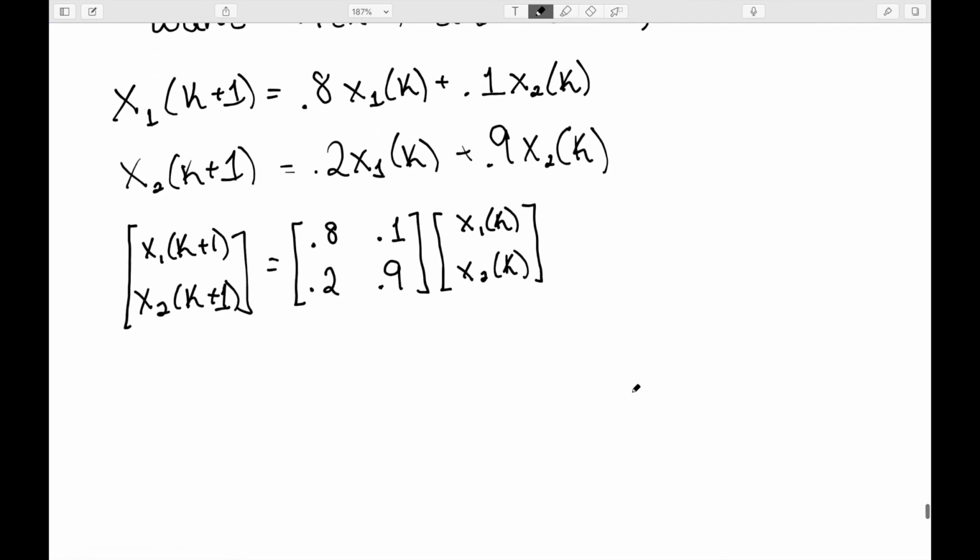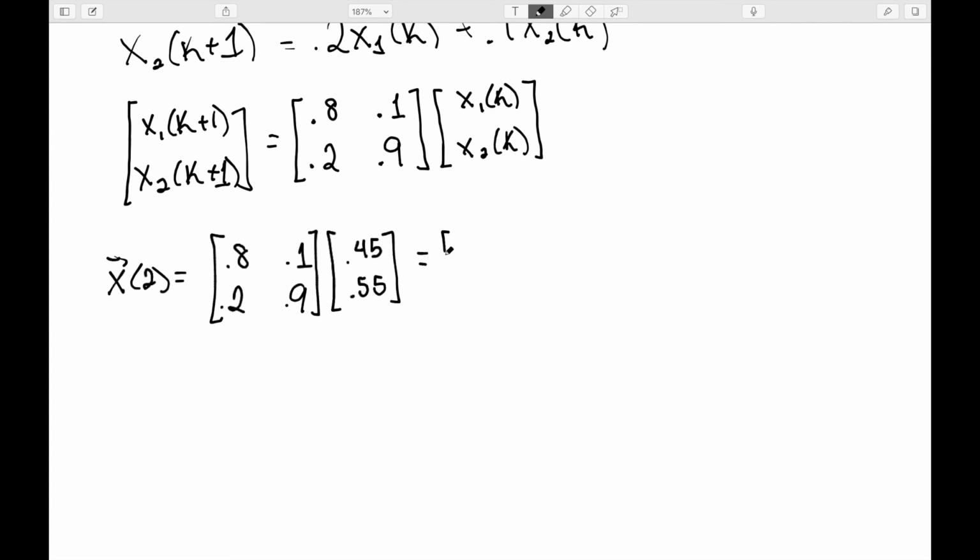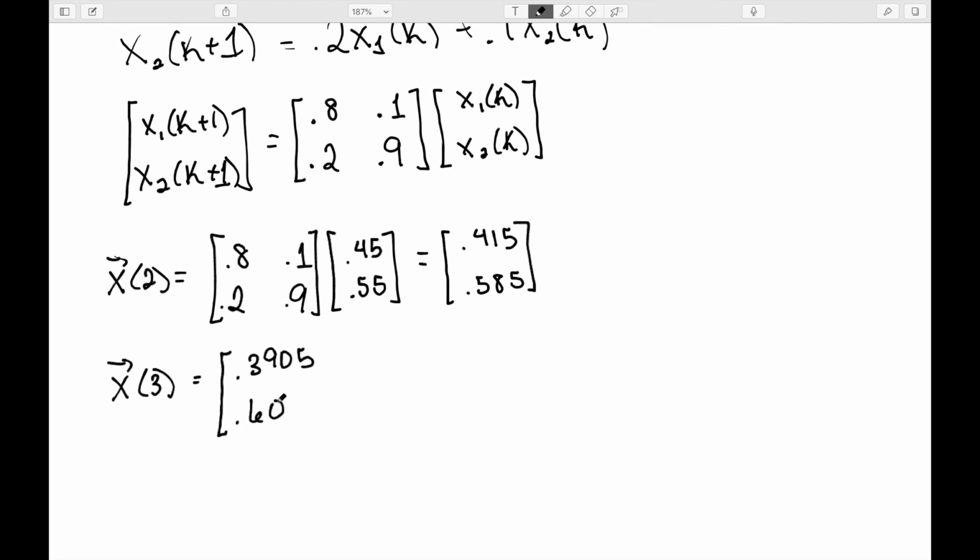So we can use this to calculate further time periods. So for instance, if I wanted to find what happens after 2 years, I would multiply this matrix times the result that we got for 1 year, which was 0.45, 0.55. And if we do, we would get 0.415 and 0.585. For x3, I would multiply this matrix by 0.415, 0.585. I won't show the steps, but we would get 0.3905 and 0.6095.